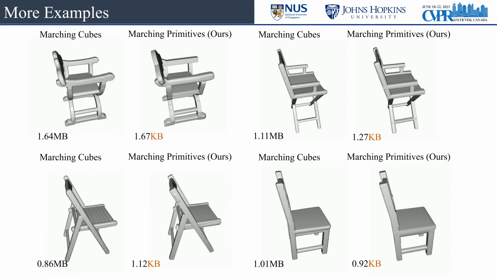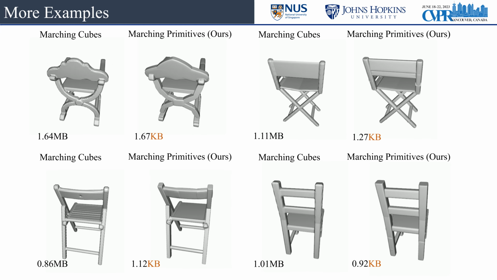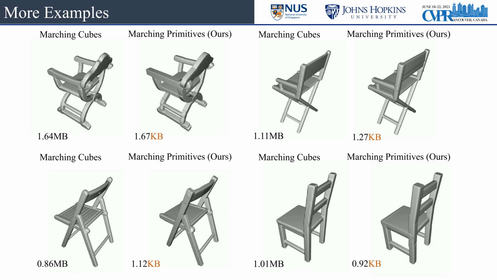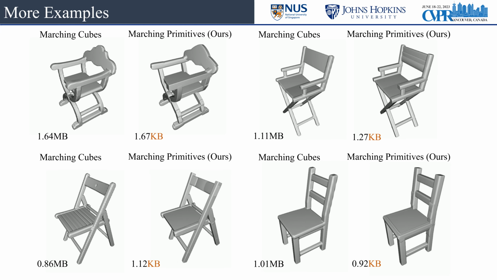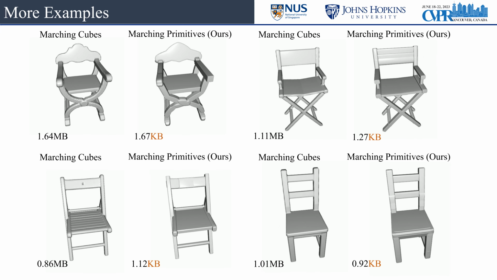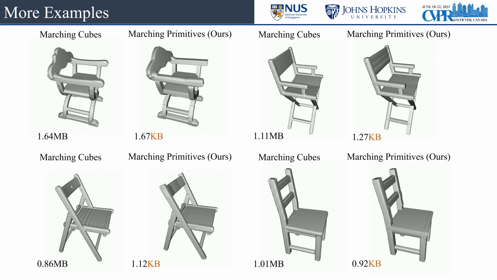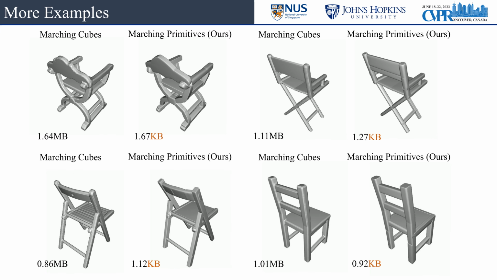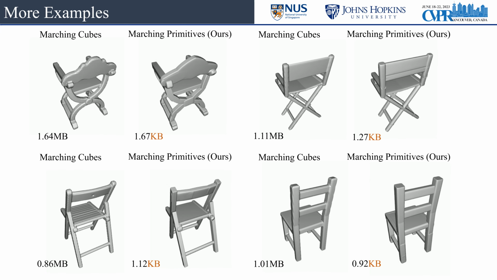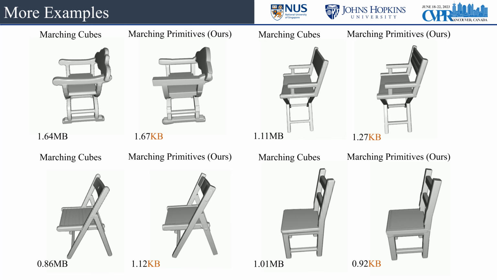Here are more examples of our primitive-based abstractions compared with the meshes generated from the same SDF with marching cubes. Our representation is compact, about 1,000 times smaller than the meshes, but still captures the key shapes of the object vividly.